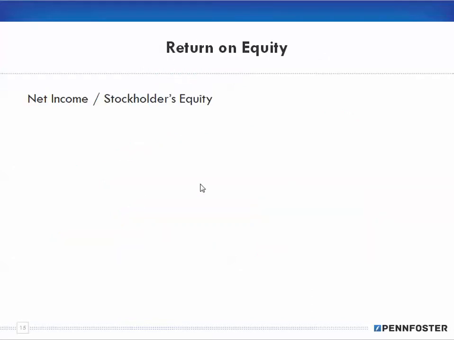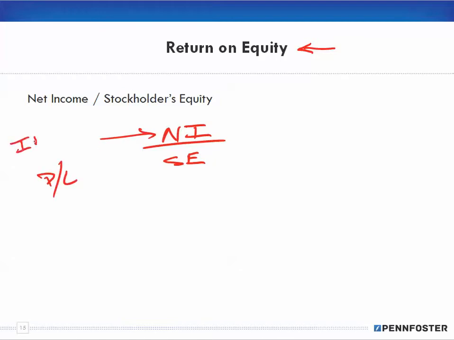Okay, return on equity. Return on equity is simply that: if I put money into the business, what's my return? How much am I going to get back? As you can see, it's net income over your stockholders' equity. My net income is my profit or loss, which is found on the income statement. The stockholders' equity is, of course, found on the balance sheet.